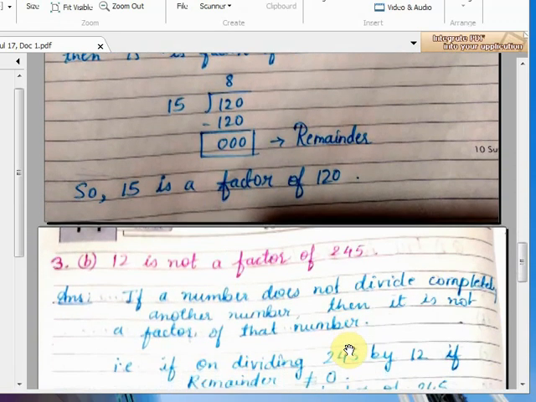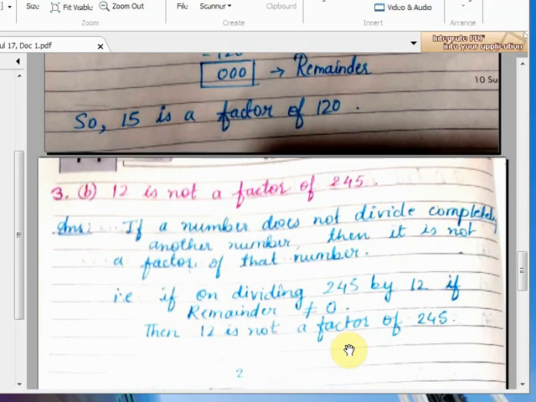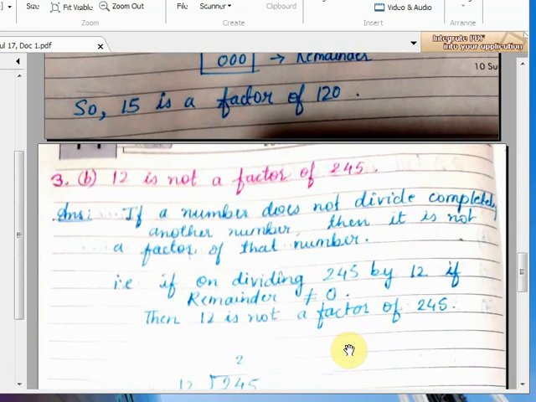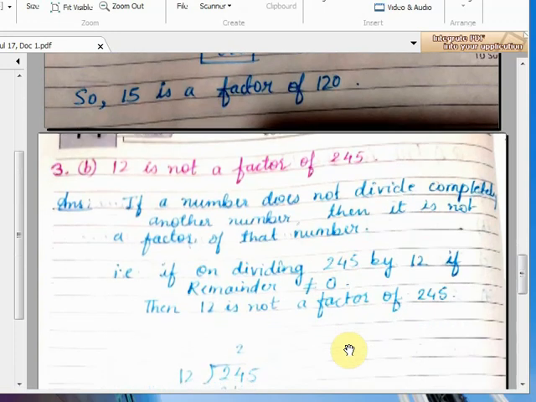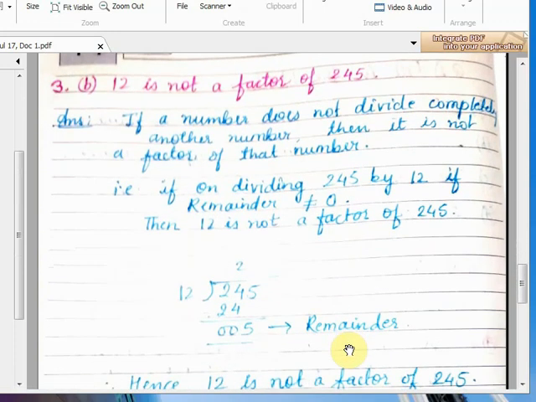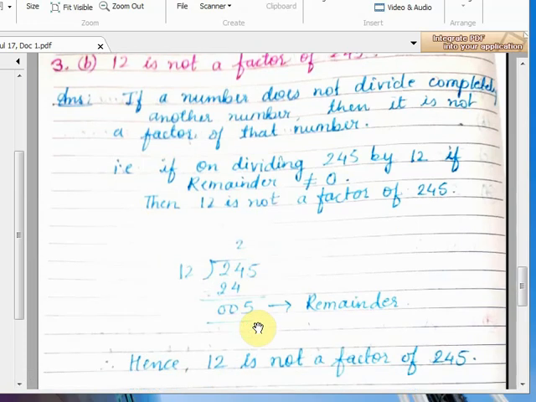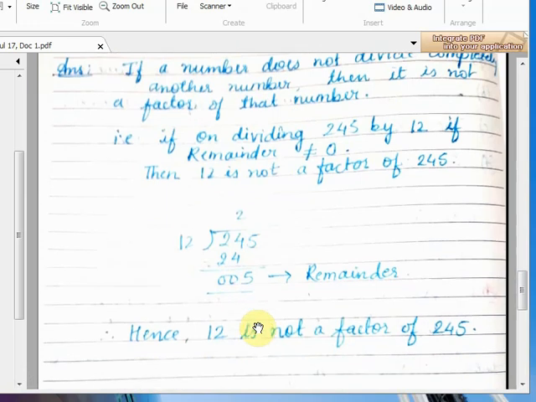12 is not a factor of 245. जैसे अगर remainder 0 आ गया तो वो factor है और remainder 0 नहीं आया मतलब वो completely divide नहीं करेगा, तो क्या हो जाएगा? वो number फैक्टर नहीं होगा. इसी तरह हम 245 को 12 से डिवाइड करेंगे. सो जब हम 245 को 12 से डिवाइड करेंगे, 12 2 ज़ा 24, 5 हमारा रिमाइंडर बच रहा है. यहाँ 0 आया है, रिमाइंडर नहीं आया है. अगर 0 आता मतलब वो कम्प्लीटली डिवाइड करता और वो फैक्टर होता. लेकिन नाउ वी हैव नॉट गॉट एनी रिमाइंडर 0, द रिमाइंडर इज 5. सो द आंसर इज 12 इज नॉट अ फैक्टर ऑफ 245.